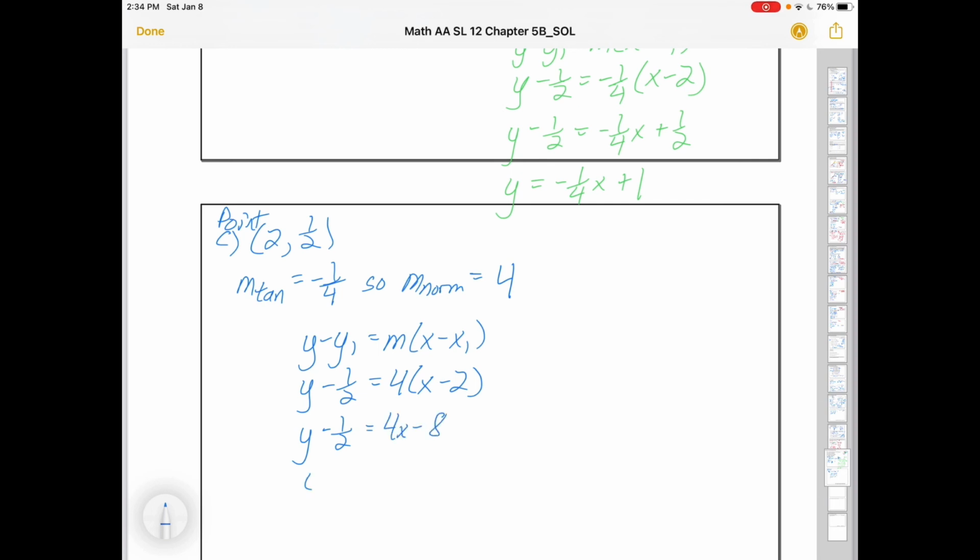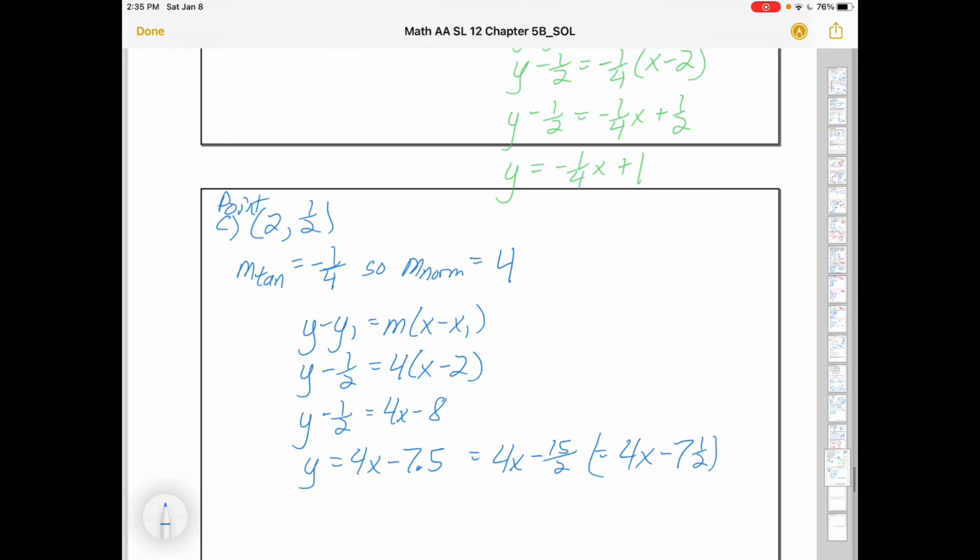If I add a half to each side, I'll get y equals 4x minus 7.5, or 4x minus 15 over 2, or, reluctantly, 4x minus 7.5. Any of those are fine. Probably the first two are ideal. Maybe the middle one is really the one that you want.